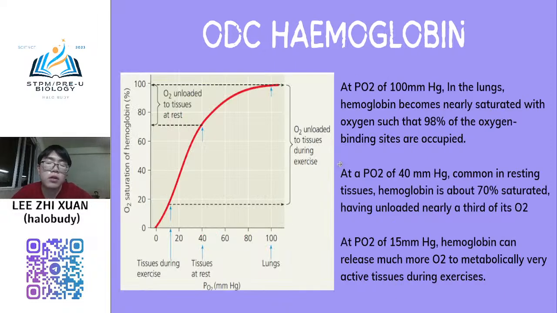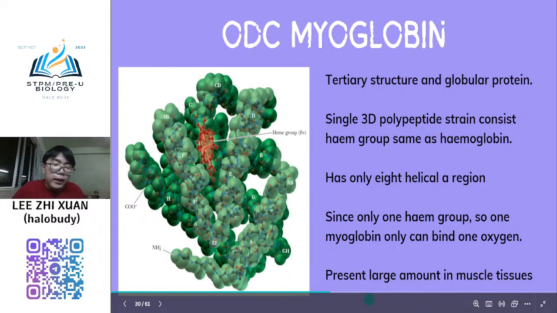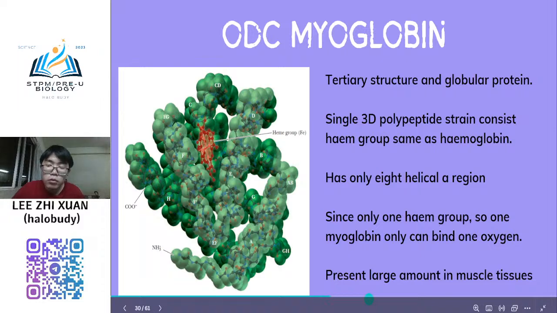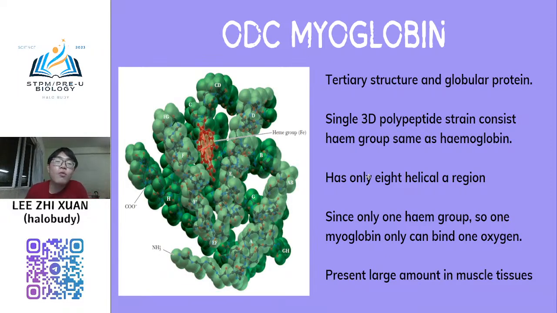So now we go to the myoglobin part. Firstly, you need to know what myoglobin is. If you want to learn about the myoglobin oxygen dissociation curve, you need to know what myoglobin is first.